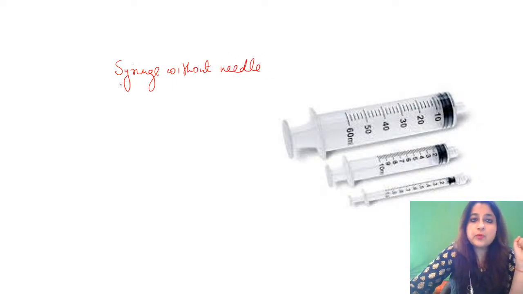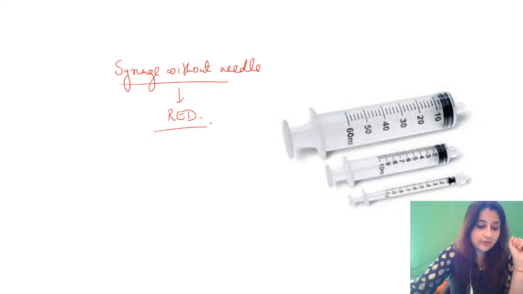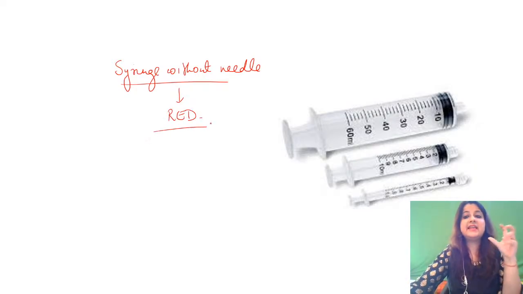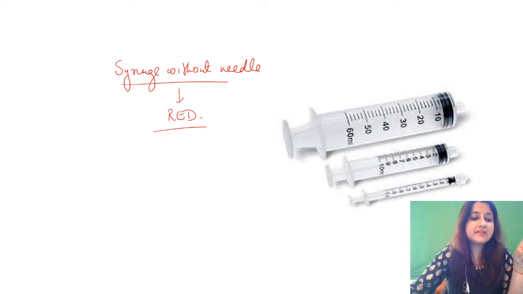Next question. What is this, everyone? So any of this can come in your entrance examinations. What is this, and which color bag does this go into? This is a syringe. All right, syringe without needle. Okay, everyone? So a syringe without needle goes into a red color bag. All right, but if I gave you syringe with needle, that is going to go into a white color bag. Is it clear? Very nice, very good.